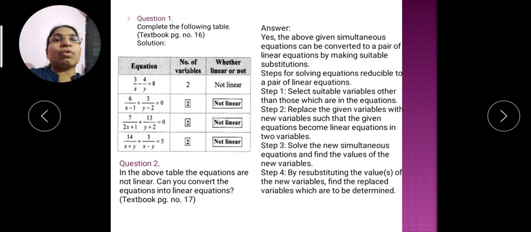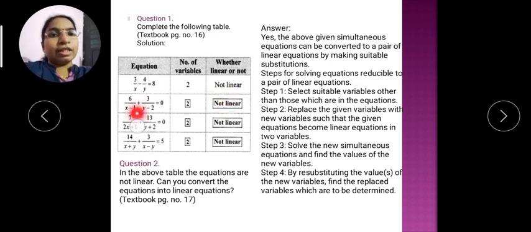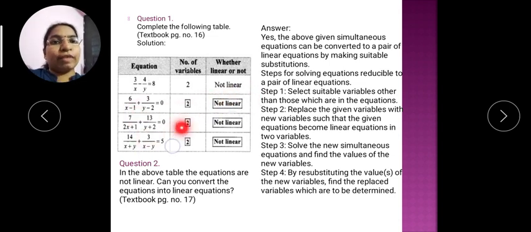And then question number first, to complete the table from page number 16. Now listen here, these four equations are given in front of you, that is 3 upon x minus 4 upon y is equal to 8. Number of variables are 2, so these are not linear. Similarly, these two equations have 2 variables, but they are not linear equations. Now in the table, can you convert the equations into linear equations? Yes. What is the answer of this question?